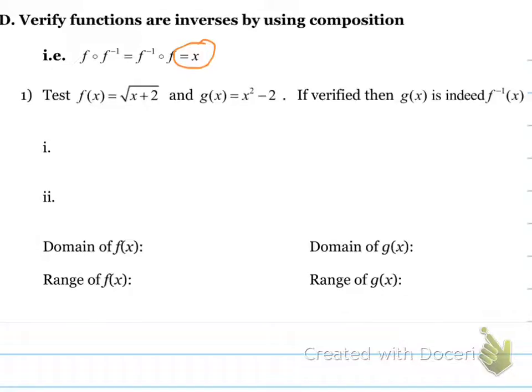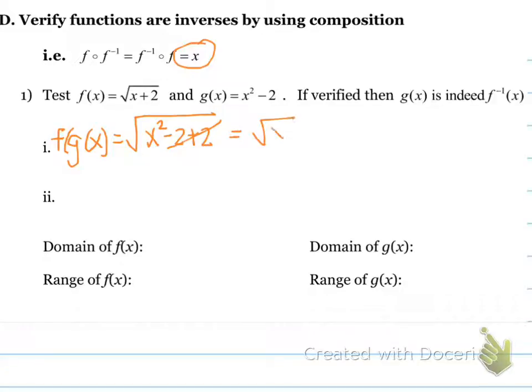So this first one, we'll do f of g of x, which is equal to, so g is going to go inside of f. So I'll have the square root of g, and then the rest of f right there. The first thing I notice is that these 2's cancel, and I have the square root of x squared, which gives me x. So that's good, that's what we want.